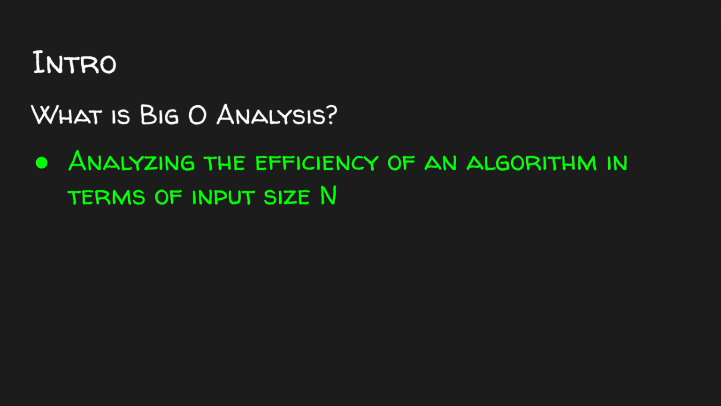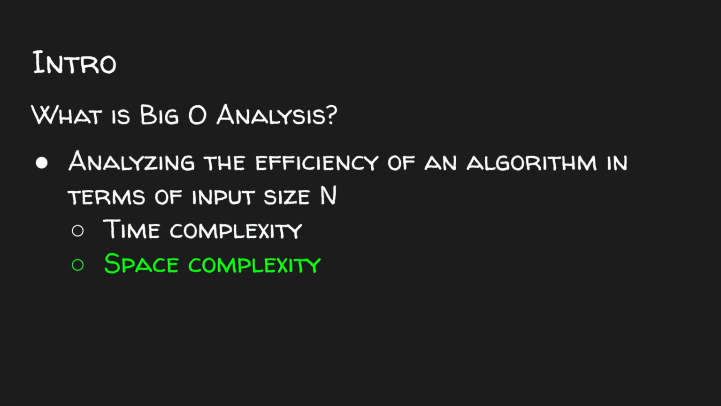What is Big O analysis? Big O analysis is analyzing the efficiency of an algorithm in terms of the input size n. Big O analysis can be used to analyze the time complexity or the space complexity of a piece of code. Additionally, Big O analysis is always concerned with the worst case scenario, rather than the best case or the average case.